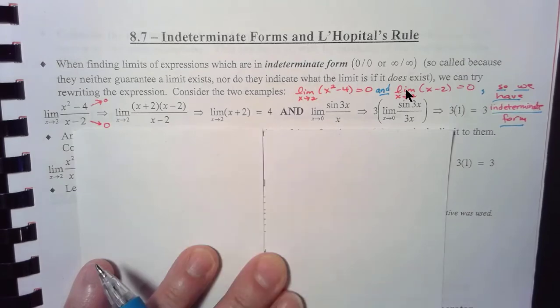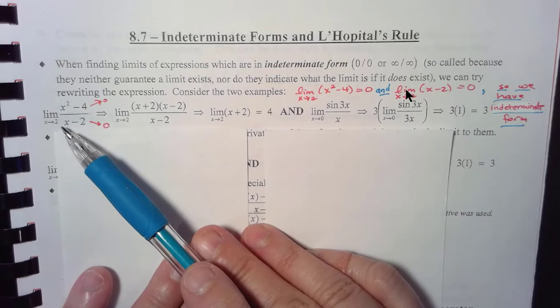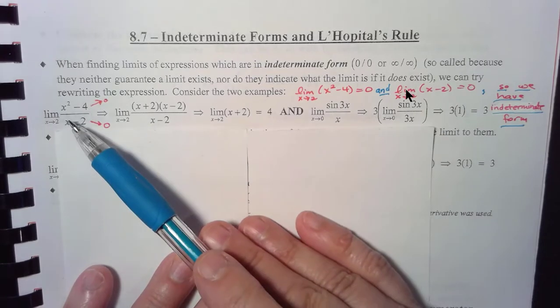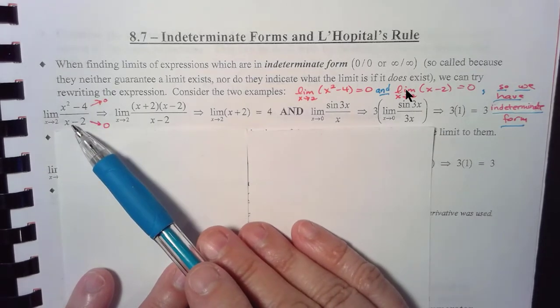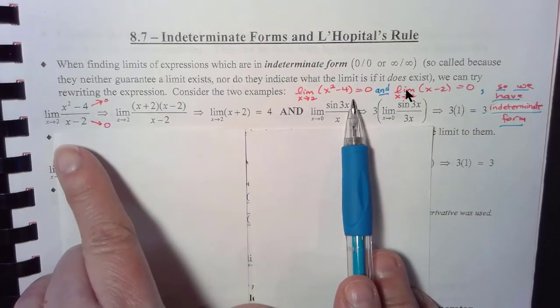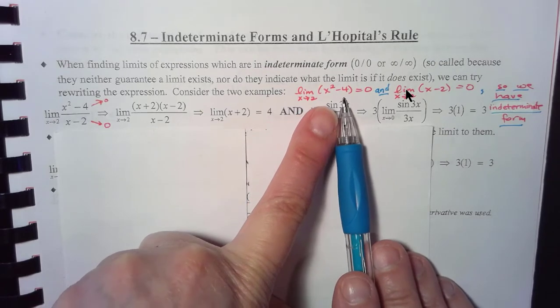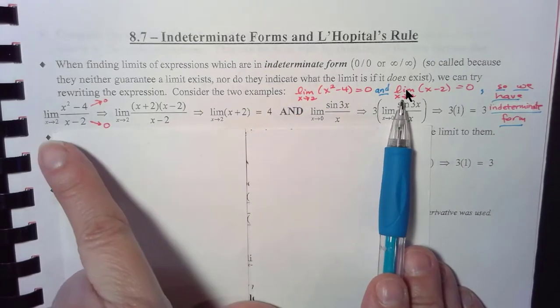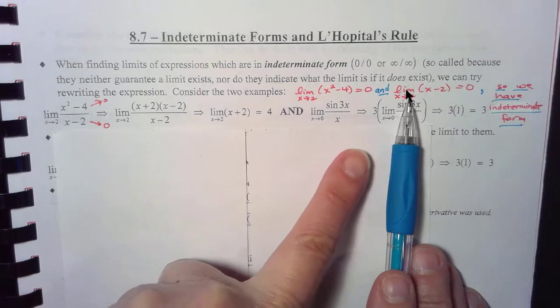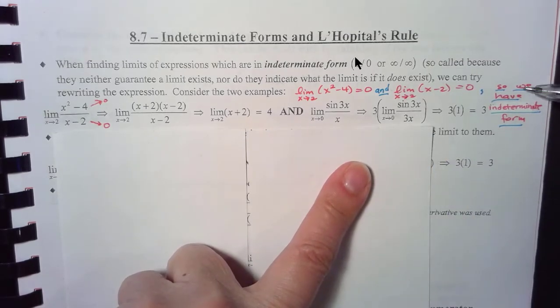So we're going to consider these two examples. Here's the first one. The limit as x goes to 2 of x squared minus 4 over x minus 2. Now we can see, here's the proper way to write this. The limit as x goes to 2 of x squared minus 4 is 0, and the limit as x goes to 2 of x minus 2 is 0. So we can see that we have indeterminate form.